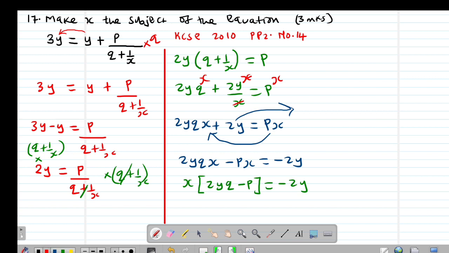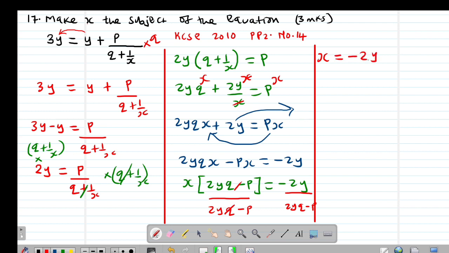So this is going to give me the following. I'm going to divide through by the term under the bracket. Let me cross check this. This is 2yq, correct, minus p. So I'll divide through by 2yq minus p. These two are going to cancel out, so that my value of x would remain to be negative 2y, then the whole thing divided by 2yq minus p.